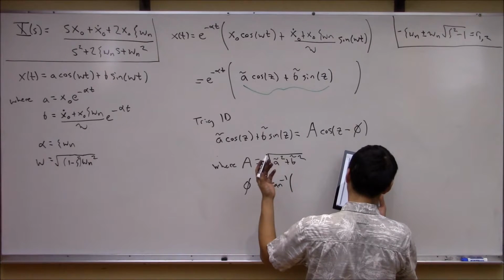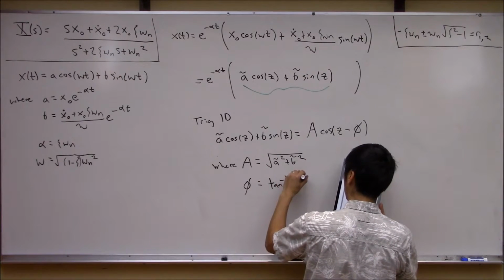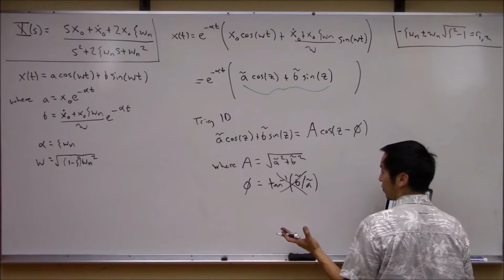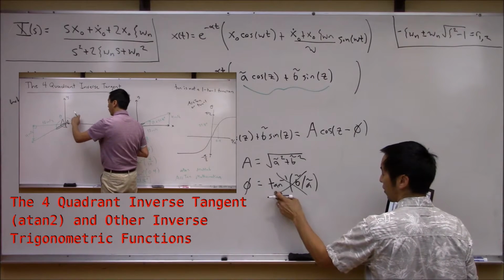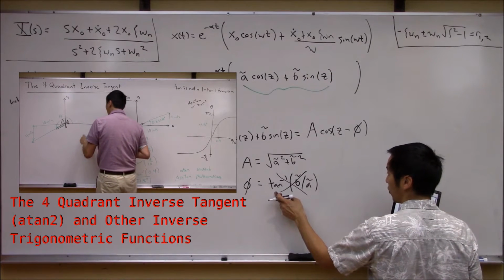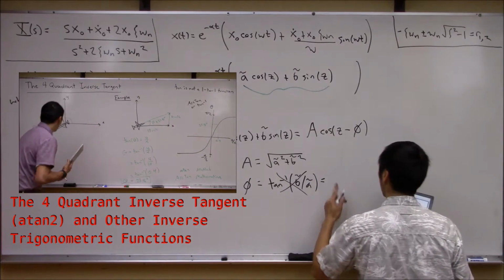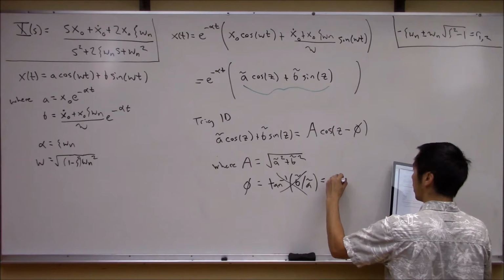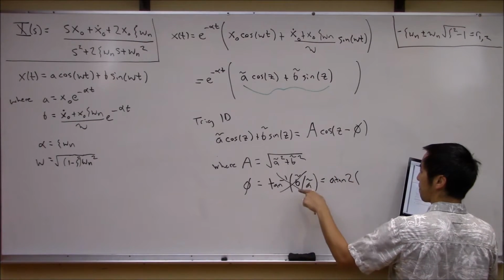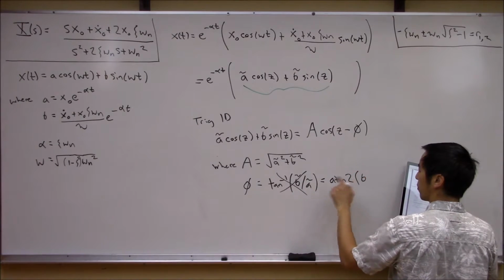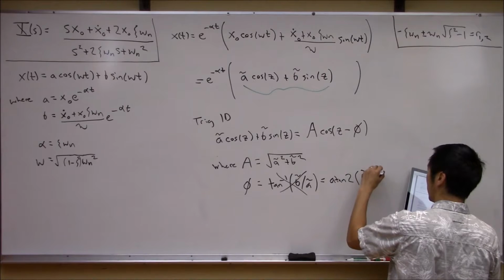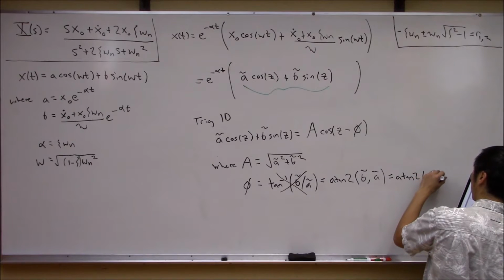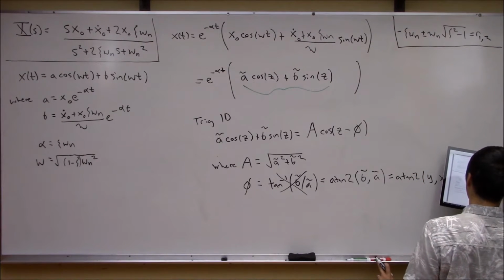b tilde all over a tilde. Actually, this is probably not a good way to go. I would recommend using the 4-quadrant inverse tangent. We had another video discussing why a single tangent like this is a bad idea and the 4-quadrant is the way to go, so I'll leave a link in the description, or click on the card flashing in the upper right of the screen. So I would do something like atan2 of b tilde, a tilde. Remember that the atan2 function expects the y component first and then the x component.